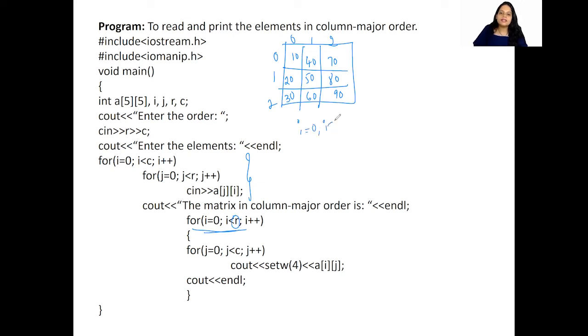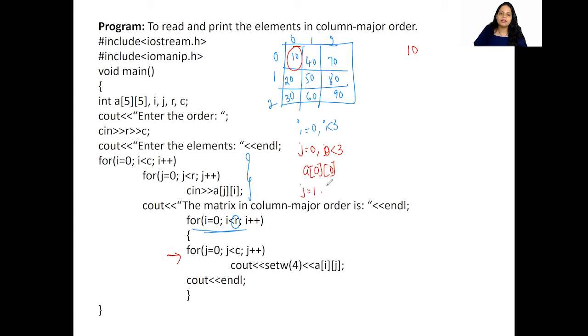So initially I is going to be 0. Is I less than 3? Yes. Then what is going to happen? We are going to go for the jth, this particular thing. So j is going to be 0. 0 is less than 3, isn't it? Then we are going to say cout A of I comma j. So I is 0, j is 0. So what is going to happen? First, this is going to get printed, 10, and then we are going to increment the j value.